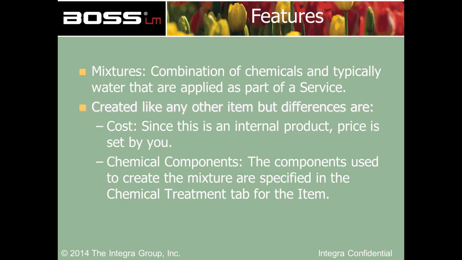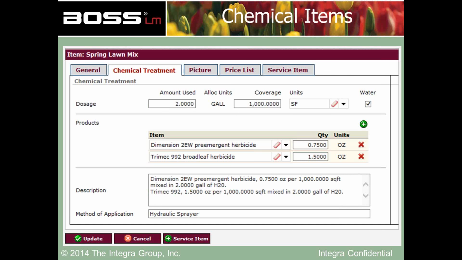They are created like any other item, but there are differences as well. One difference is cost. Since this is an internal product, price is set by you, so you'd have to figure out exactly what you have in the mixture. So you'd figure out what your chemicals cost to create the mixture, you'd figure out what the water costs, that kind of thing. You set the cost, and then you also identify the components that are used to create the mixture. And that's done through the item record in Boss.